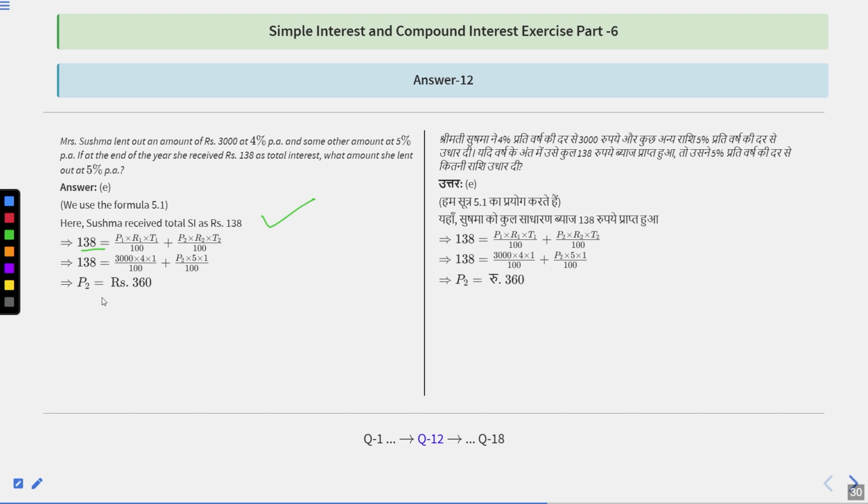When we calculate it, we get the value of P2, which is 360 rupees, because we know the value of P1. P1 is 3,000 rupees. We know R1 and R2, which are 4% and 5%. So we just put these values and we get the value of P2, which is 360 rupees. So E is the correct answer. Next one.